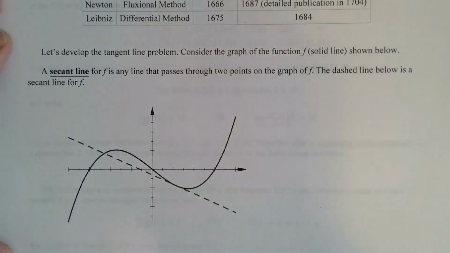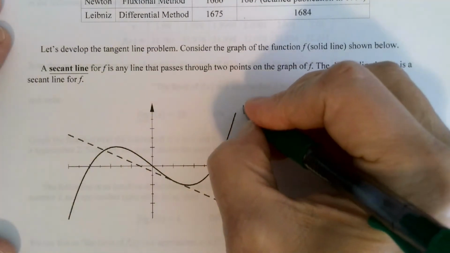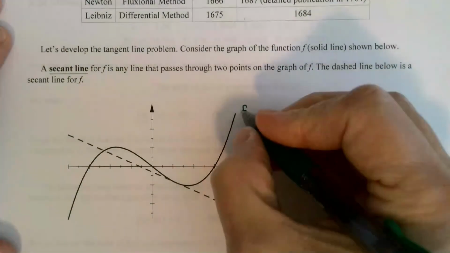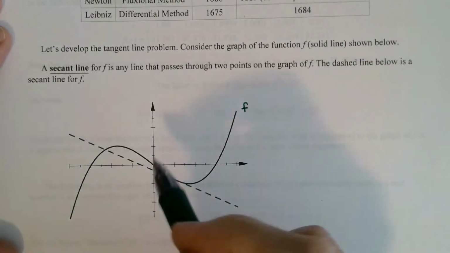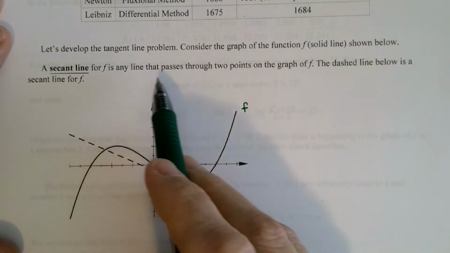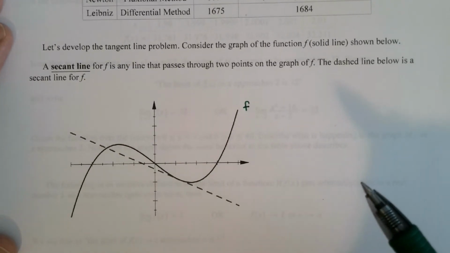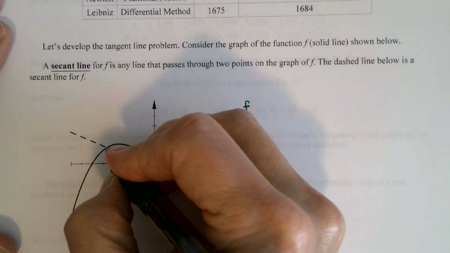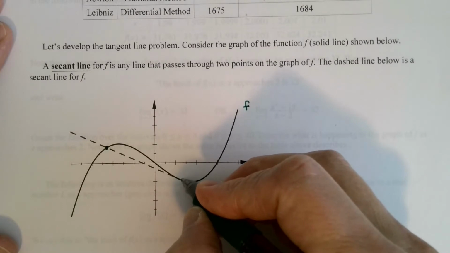So we're going to look at a graph of a function, call it the function f. It's this solid curve right here. And I want to draw what's called a secant line. A secant line is a line that passes through any 2 points on the graph of the function f. Remember, for lines we need 2 points to define the line. And so we've got these 2 points here and here. The dashed line is a secant line.